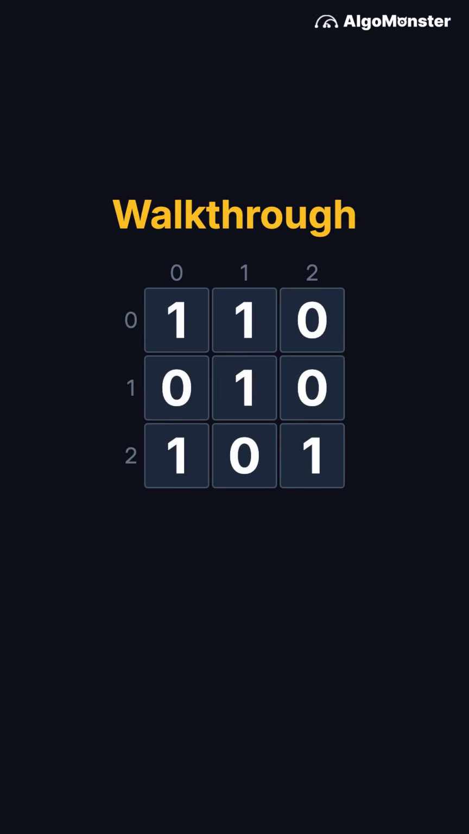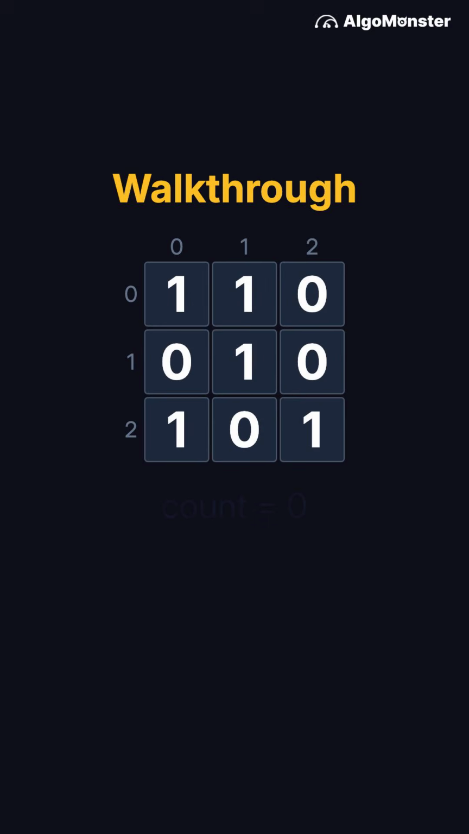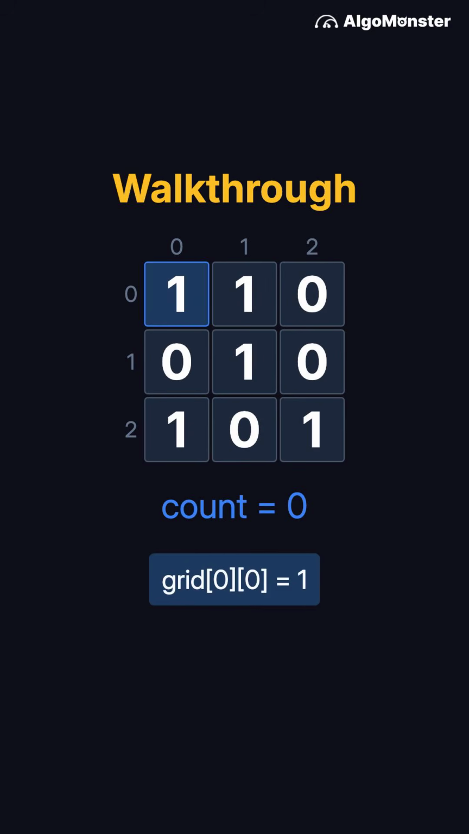Let me walk through it. Our grid is 3 by 3: 1, 1, 0, 0, 1, 0, 1, 0, 1. Island count starts at 0. Scan from the top left. Row 0, column 0 is 1. New island found. Count goes to 1. Now we run DFS to sink it.